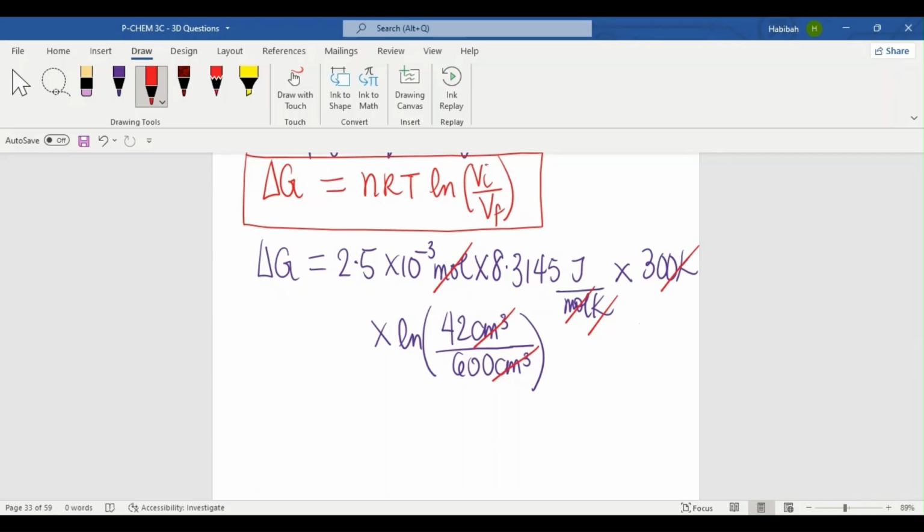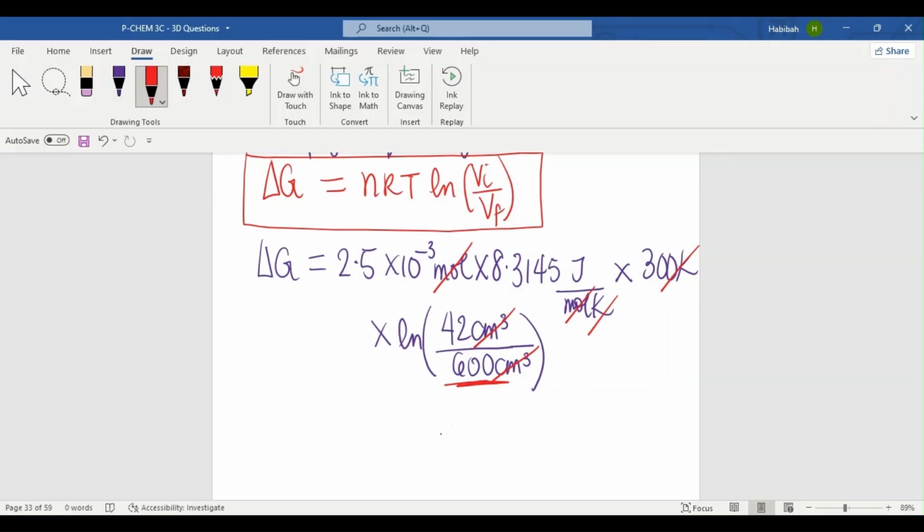Some of you may be wondering, why didn't we convert centimeter cubed to the proper volume unit for a question like this? Well, because we're just dividing two different volumes, the initial volume and the final volume, and we're not multiplying what is inside the ln with any other information like pressure, temperature, number of moles, or gas constant, this is okay. We're just dividing by volume, so we're going to have the correct answer.